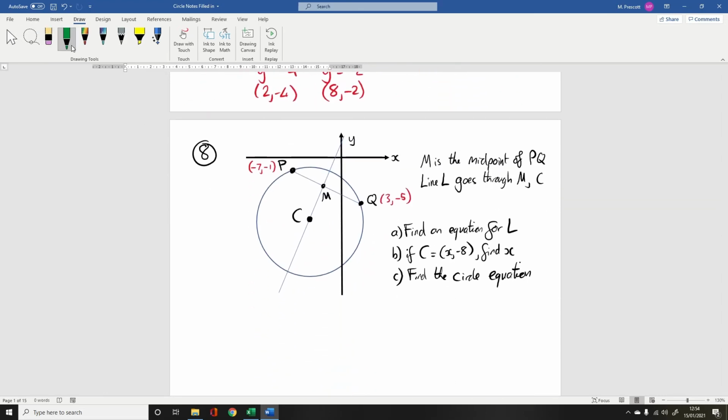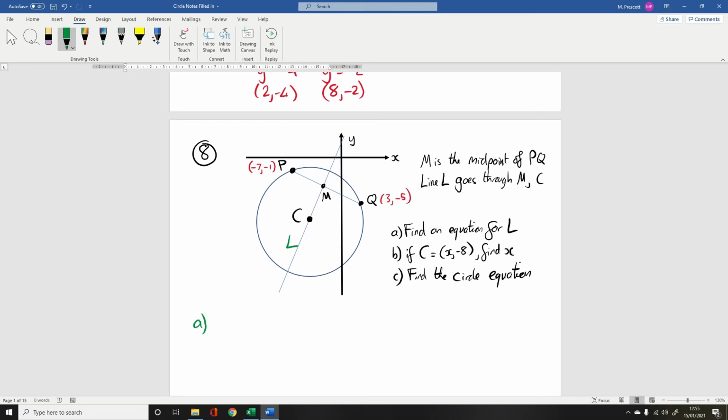So here we've got a midpoint of a line. We've got a line that goes through M and C, where C is the centre of our circle, and we don't really have much information about the circle itself. And you can see that part C is find the equation of the circle. So let's do this step by step. It says line L goes through M and C, so this is our line L.